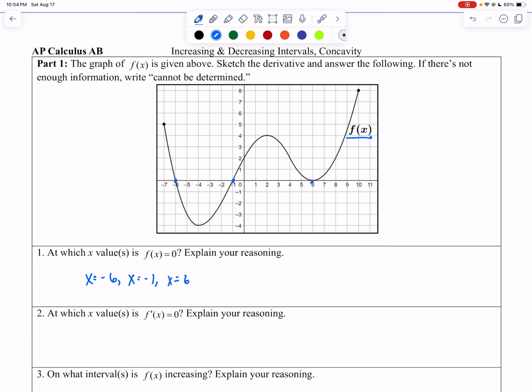And our justification, well, they're literally just our zeros, so you could just say that it crosses the x-axis, it touches the x-axis, and so forth.